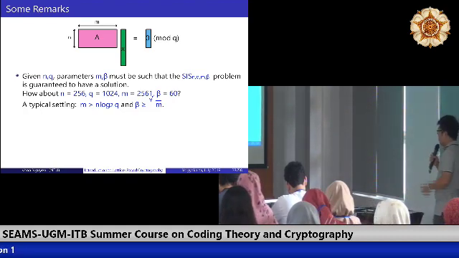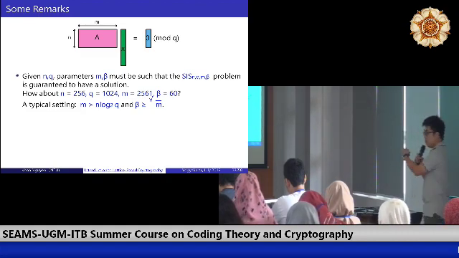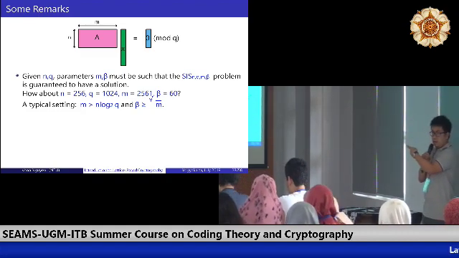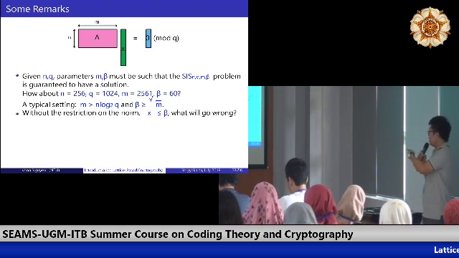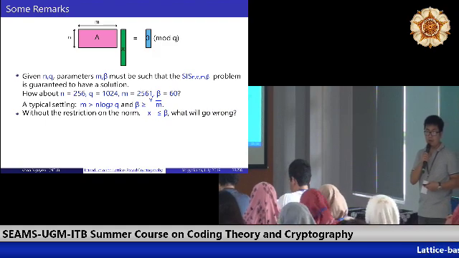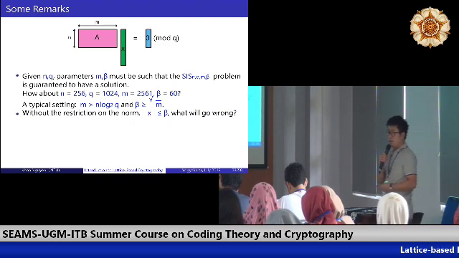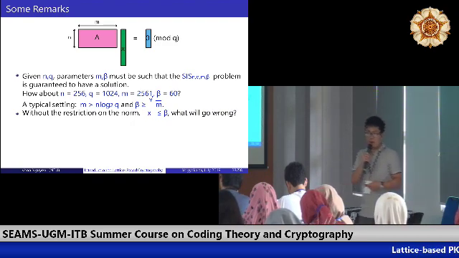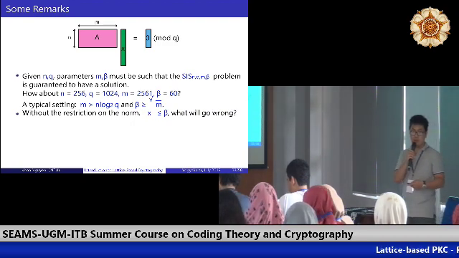Okay, so my second question is that without the restriction of the norm, the norm of x is at most beta, so what will go wrong? Is the problem meaningful if we don't restrict the norm of the solution?